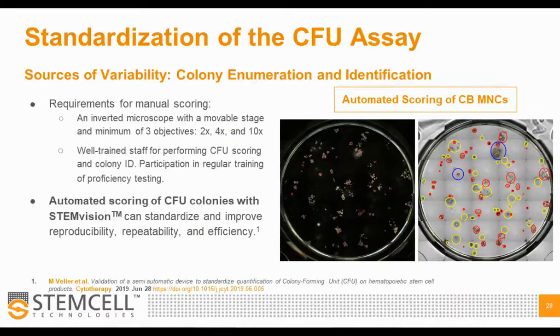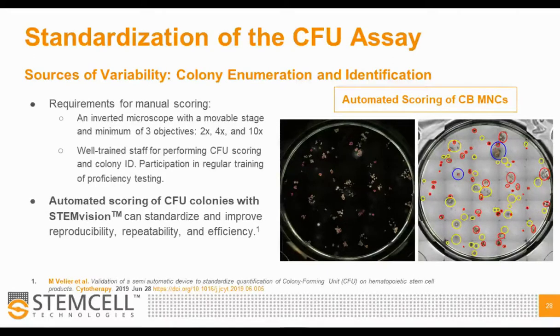One of the other variables when it comes to the CFU assay is scoring. So you can see by the images on this slide, this gives you an example of a plate of cord blood mononuclear cells with about 80 colonies. And scoring these is not simple, but you don't need any fancy equipment. You just need an inverted microscope. But what's more important is that your staff is well trained in performing the assay and identifying the colonies. And really that also means typically if you're doing this for clinical reasons, that they participate in regular training such as proficiency testing, and at STEMCELL we provide that as well.